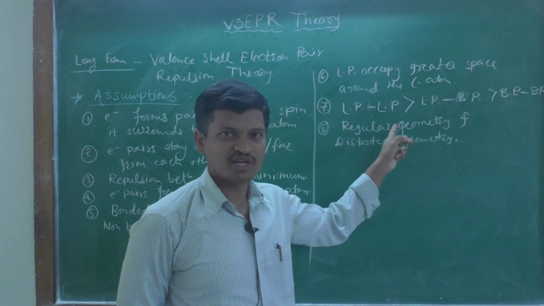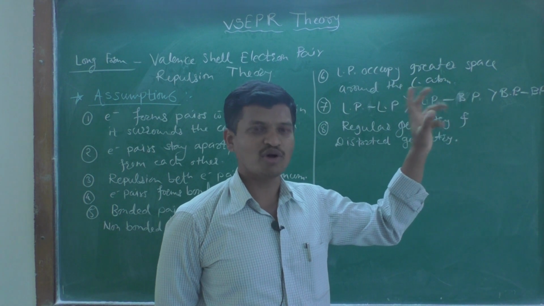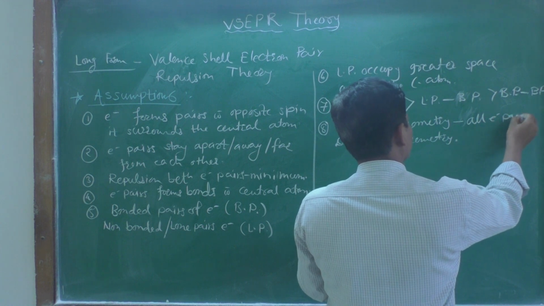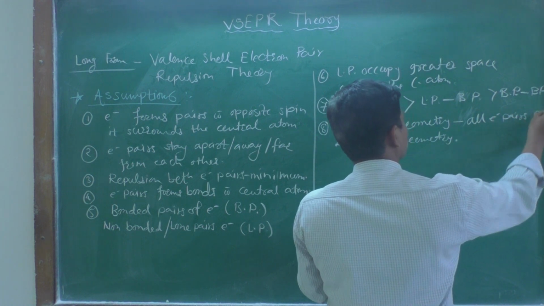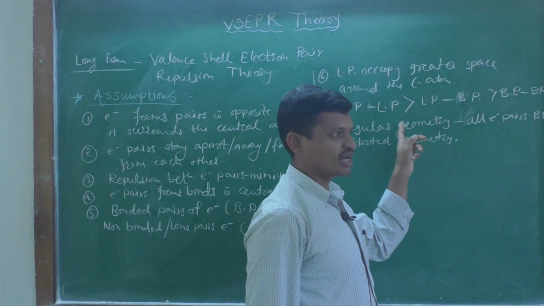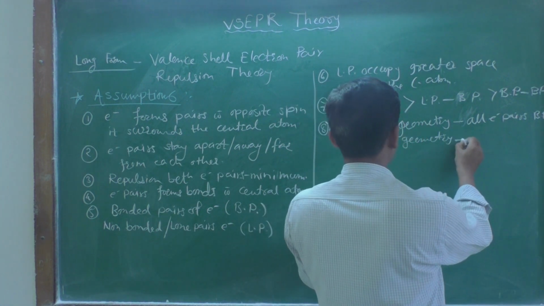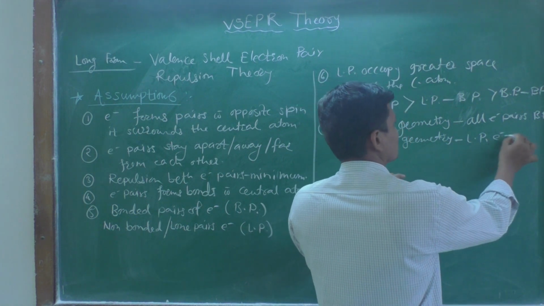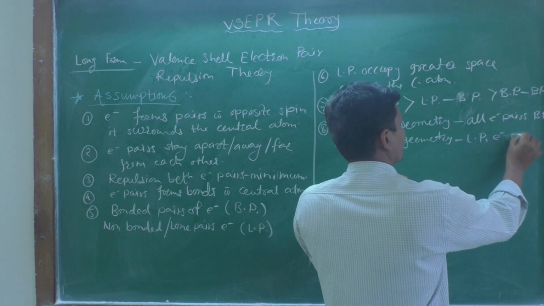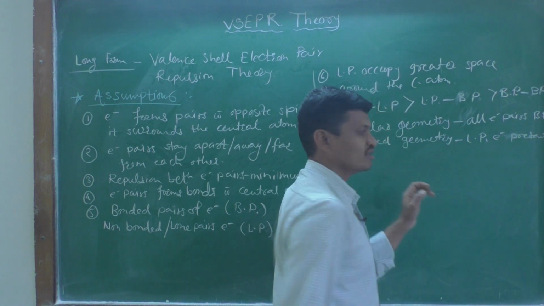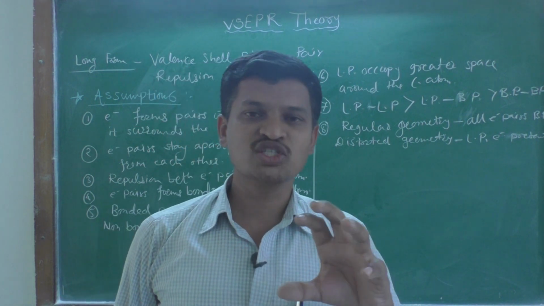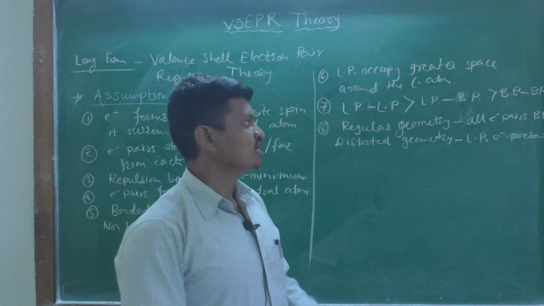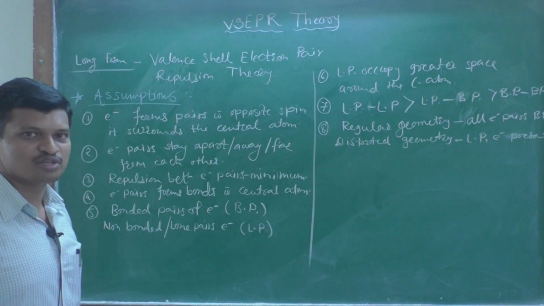Geometry means shape of the molecule. When all the electron pairs are bonded pairs, then we are expecting the regular geometry, the regular shape of the molecule. And if lone pairs of electrons are present, then we are expecting the geometry of the molecule to be distorted from its regular geometry. So these are the assumptions of this VSEPR theory.